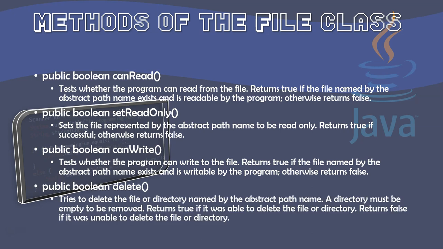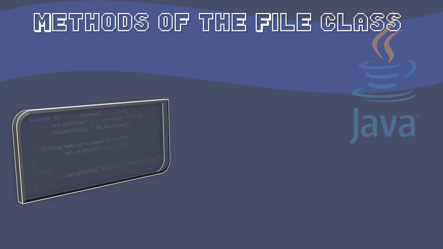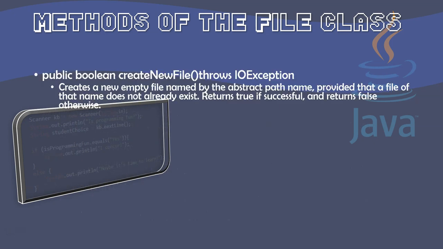And of course, the option to delete, which is going to try to delete the file or the directory named by that path name. The directory, of course, has to be empty in order to be removed. And it returns true if it's able to delete that file or directory, and returns false if it's unable to delete the file or directory. Additionally, we have createNewFile, and you notice it has a throws IOException here, all right? Because whenever we start dealing with creating or accessing files, obviously there's this potential for an IOException. And you notice that what it does is it creates a new empty file named by that path name, provided that a file of that name does not exist.